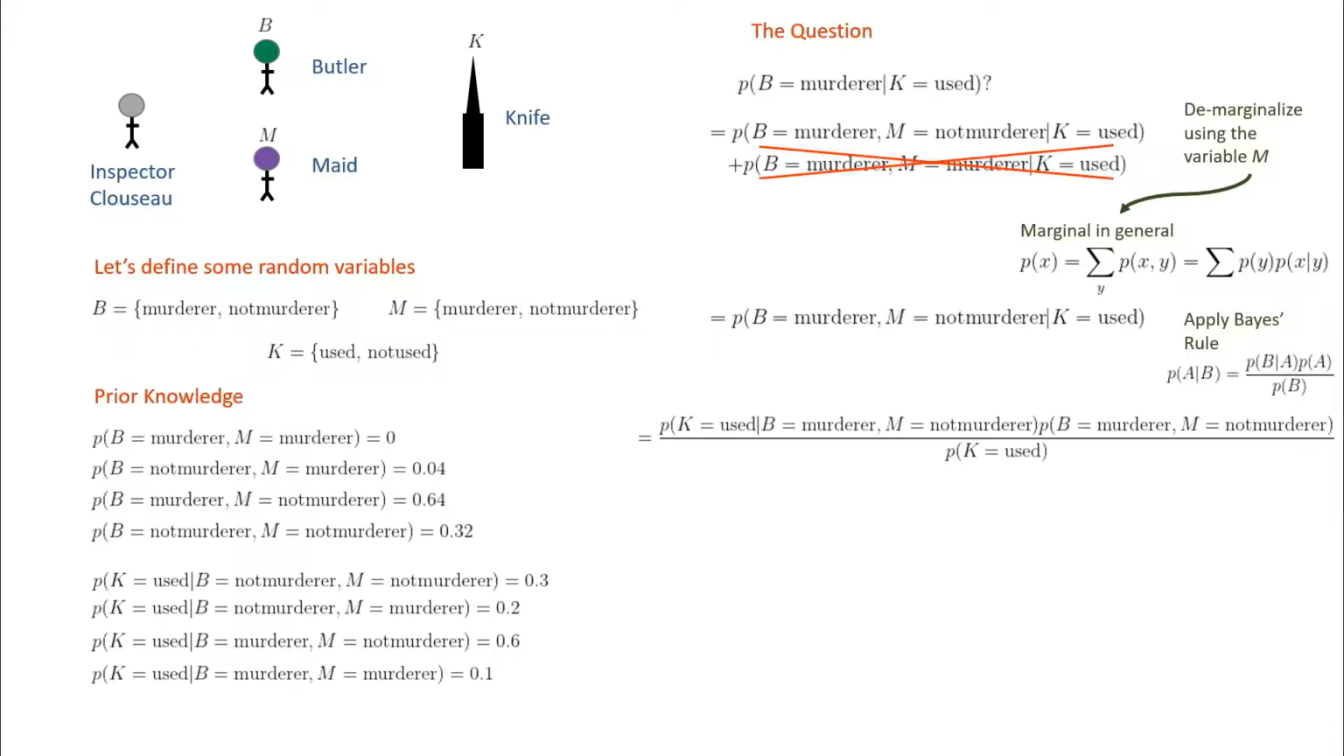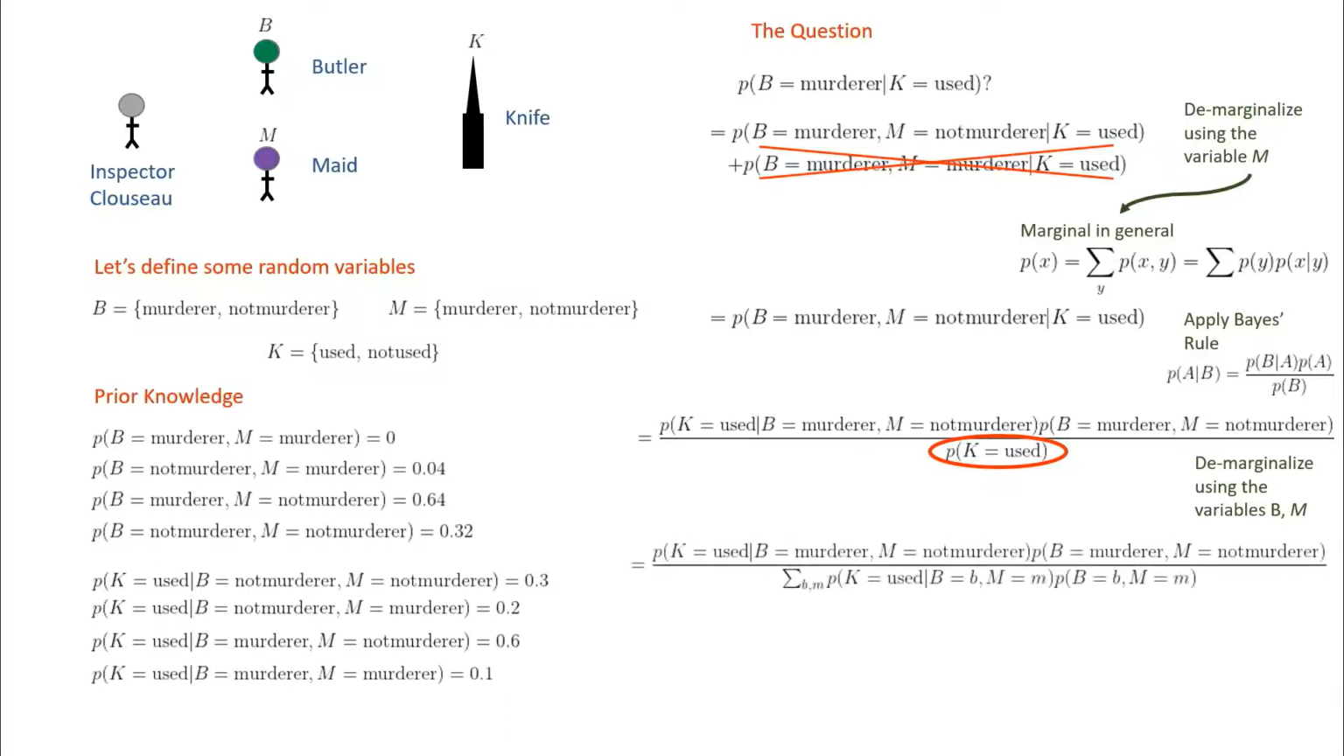If you notice, we actually know every term in the numerator, but it is the denominator which we are less sure about. So why don't we perform our favorite trick and demarginalize the denominator? But in this case, we can demarginalize using both variables B and M, because we have a lot of information where the knife used with respect to both B and M is already given in our prior knowledge. So doing that, we get this expression.